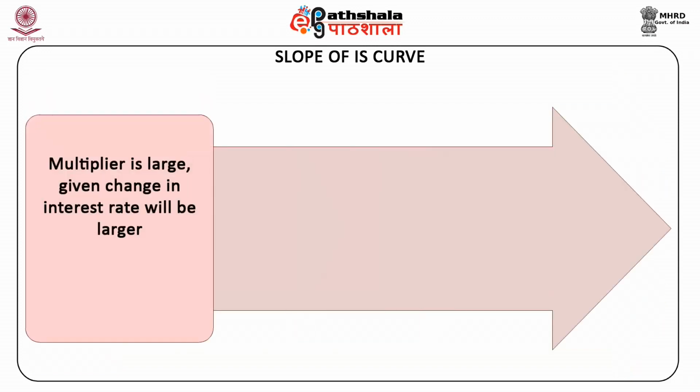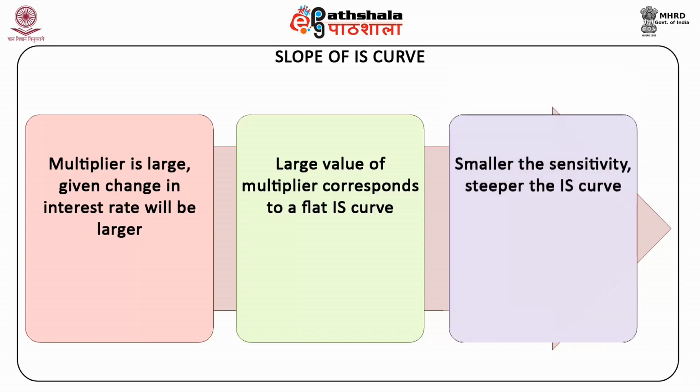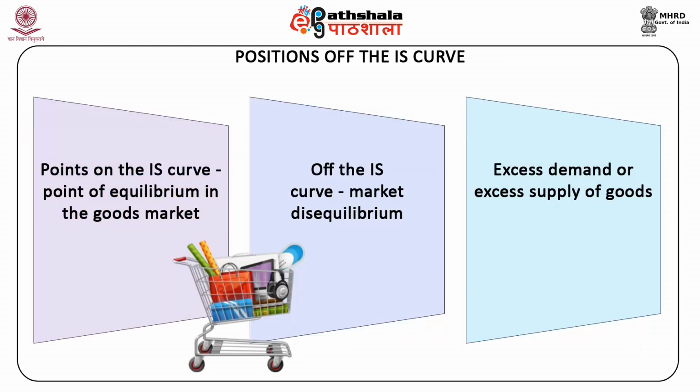When the multiplier is large, a change in equilibrium income corresponding to a given change in interest rate will be larger as the aggregate expenditure curve is steeper. This large value of multiplier corresponds to a flat IS curve. This analysis implies that the smaller the sensitivity of investment spending to the interest rate, the smaller the multiplier, the steeper the IS curve.